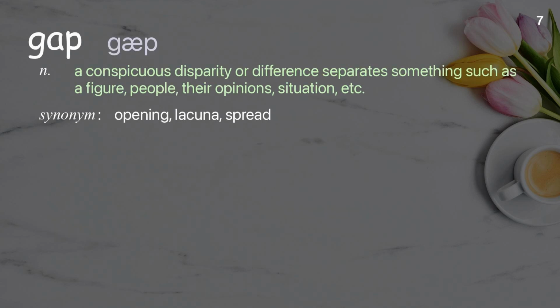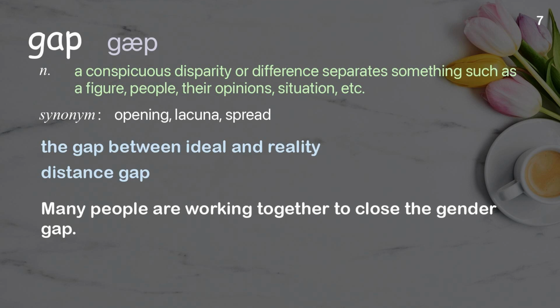Gap. A conspicuous disparity or difference separates something such as a figure, people, their opinions, situation, etc. Examples: The gap between ideal and reality. Distance gap. Many people are working together to close the gender gap.